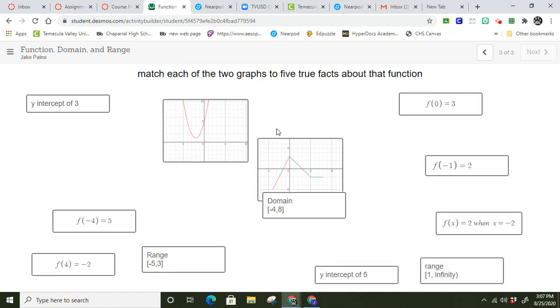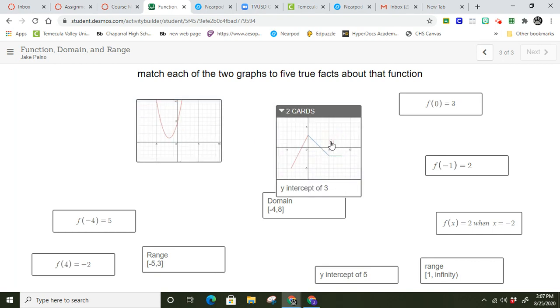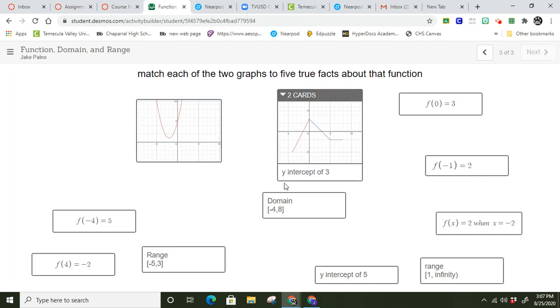And now here we need to match. It says match each of the two graphs to the 5 true facts. So we have two graphs. This is a quadratic. Okay? And this is what we call a piecewise function. It's just made up of 3 different linear functions. And so we need to answer the ones that are true. So which graph has a y-intercept of 3? All right, so this one has a y-intercept of 3. Okay, which one has a domain from -4 to 8? Well, that domain is all real numbers, so it must be this one.